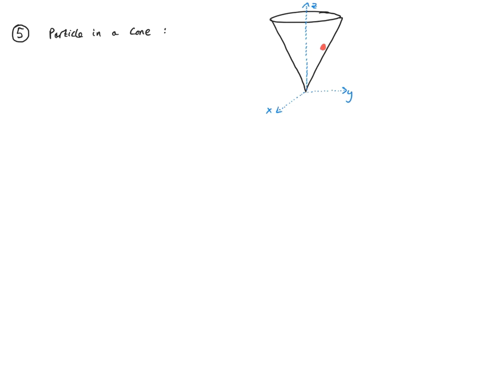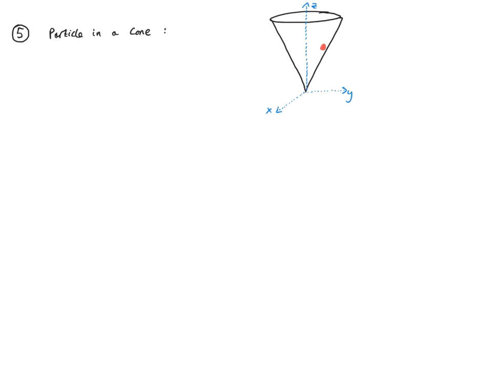The physical setup is that I have some kind of cone, as you see here, and a single particle which is rolling around on the inside of the cone, so I don't allow it to leave the surface of the cone. I've drawn on my axes here, my right-handed set of Cartesian x, y, and z axes.